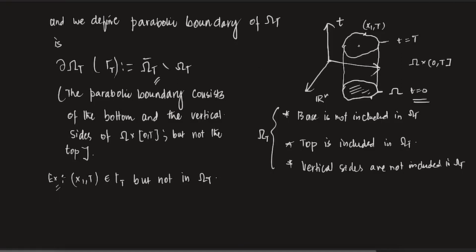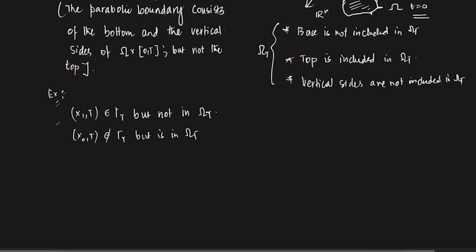What about this point? Let's say there is a point here which is like (x naught, capital T). Okay, do you think that point is there? So (x naught, capital T) is not in gamma t, okay, but it is in omega t. Clear?